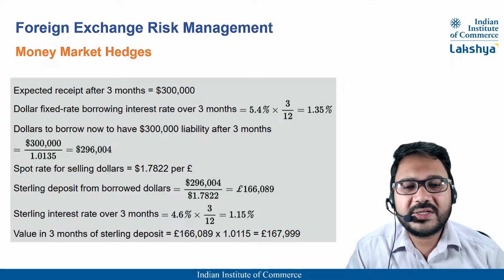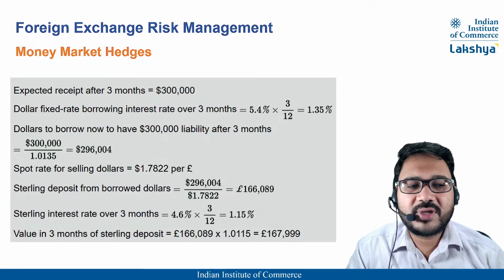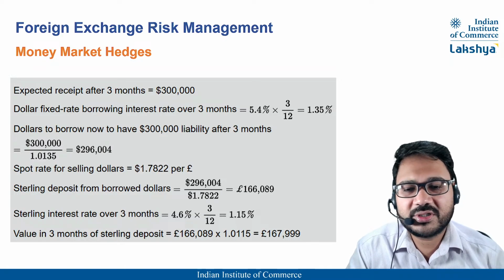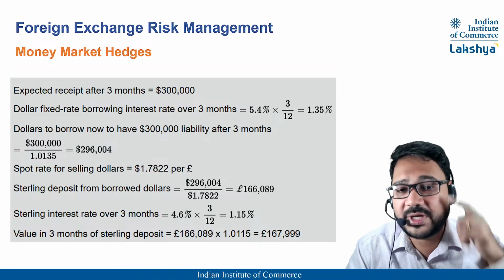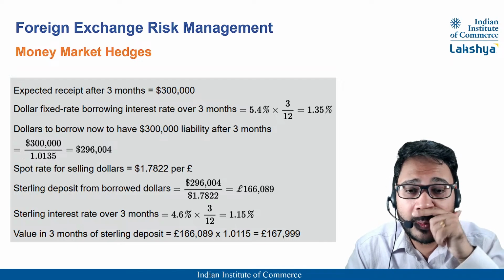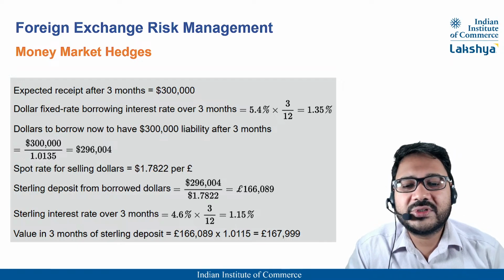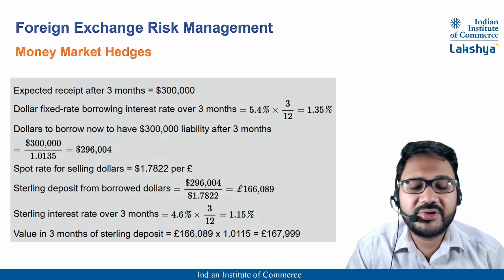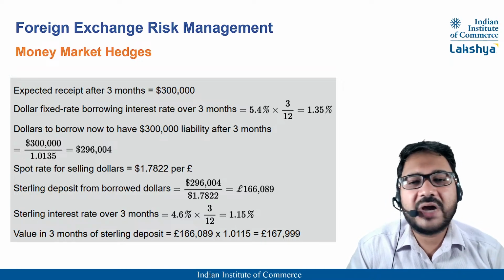So technically you are receiving 166,000 pounds upon conversion, and this amount you are investing at 4.6%, but only for 3 months. So you could do 166,000 into 4.6% into 3 by 12, and you shall receive the amount after 3 months. That is 167,000, almost 168,000. Sorry, 168,000 pounds after 3 months.